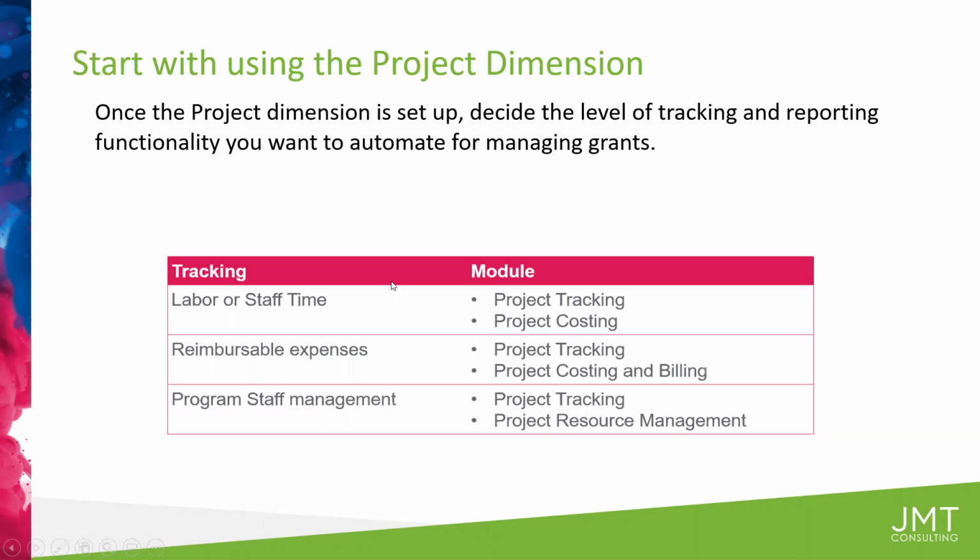If you're using the project dimension, and you're going to track labor or staff time, then you would be using project tracking, project costing. If you want to do reimbursable expenses and do the billing, then you would be using project costing and billing. And again, project and grant are synonymous here. If you want to do program staff management, then you need to have the resource management piece. So it is broken up into different pieces so that you can use the pieces that you need.